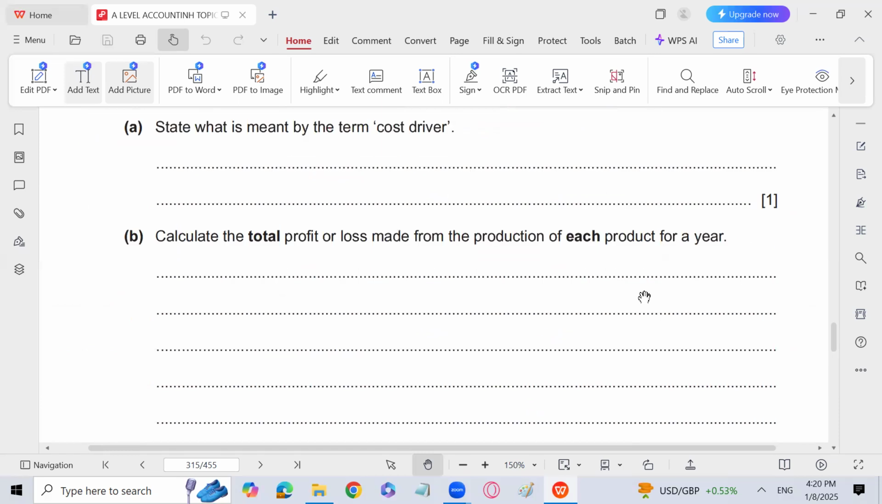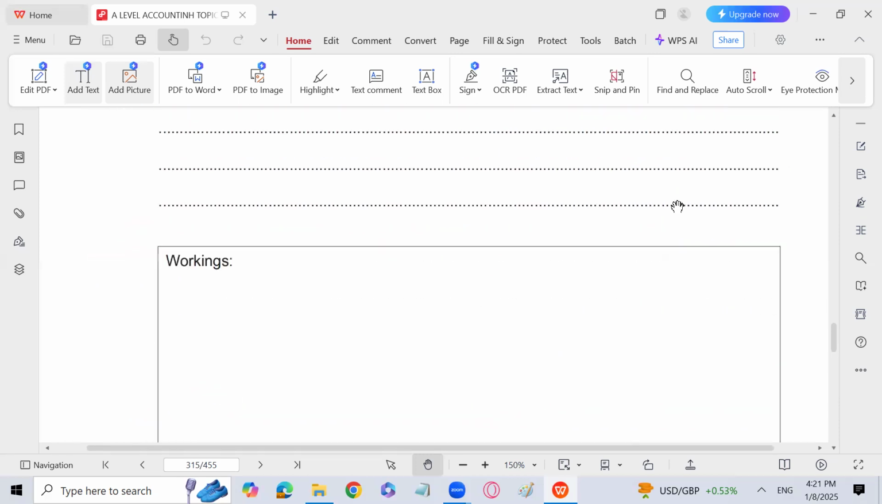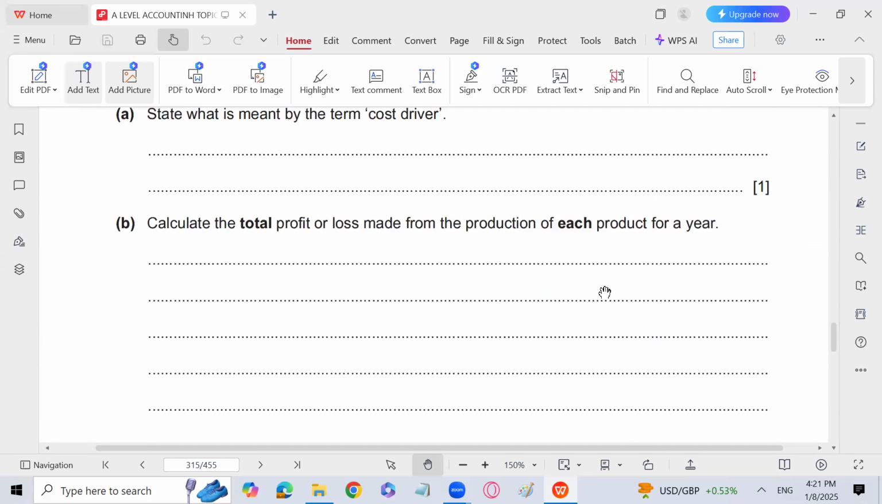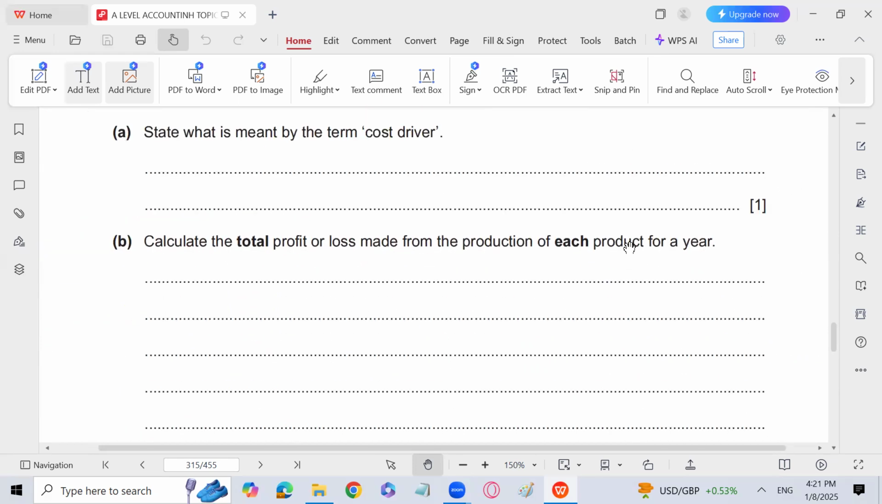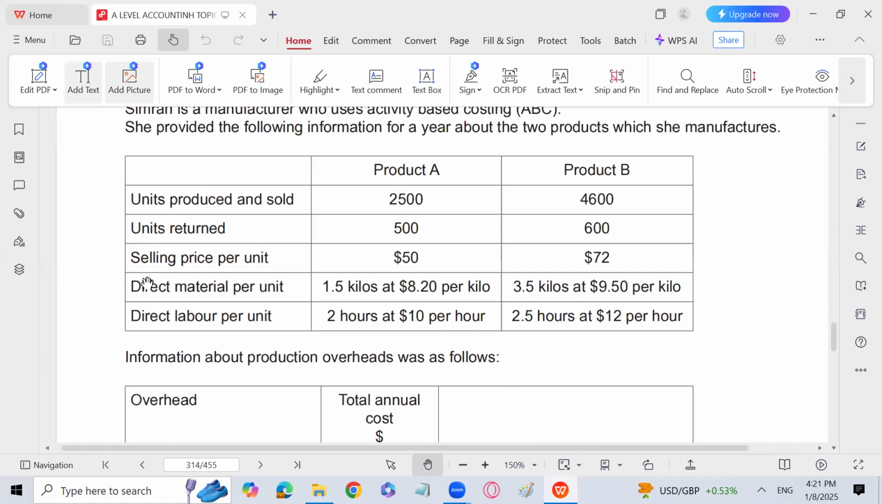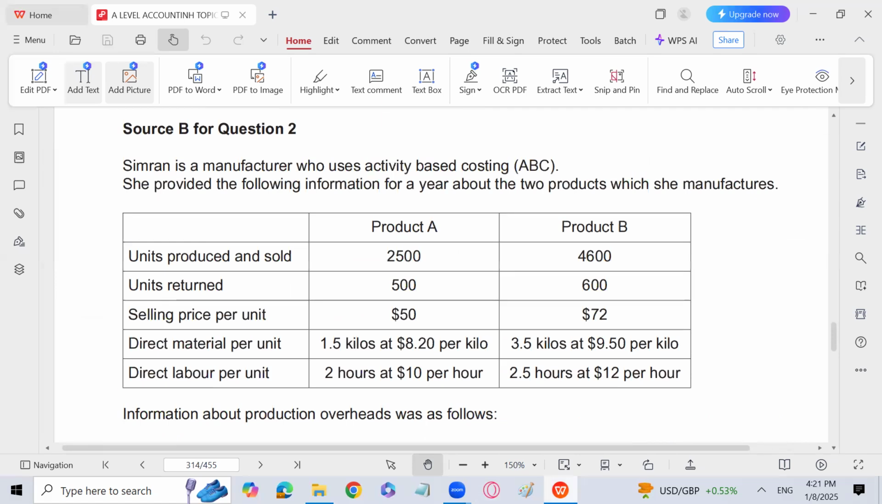So next, calculate the total profit or loss made from the production of each product for a year. So he is basically asking us to find the total production cost, which you have calculated, for each product for a year. So let's do that. It's very easy. Product A and product B. Let me solve it for you.